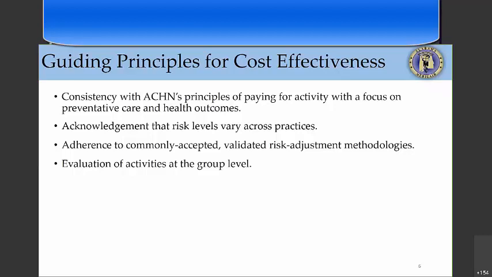Now we'll cover our cost effectiveness evaluation methodology, starting with our guiding principles. First is consistency with ACHN's principles of payment for activity with a focus on health outcomes. Secondly, acknowledgement that risk levels vary across practices. In other words, we are accounting for sicker recipients and therefore more expensive recipients. Adherence to commonly accepted, validated, risk-adjusted methodologies are being used. And evaluation and activities are made at the group level, as are the determination of bonuses, as with our other bonus payments.